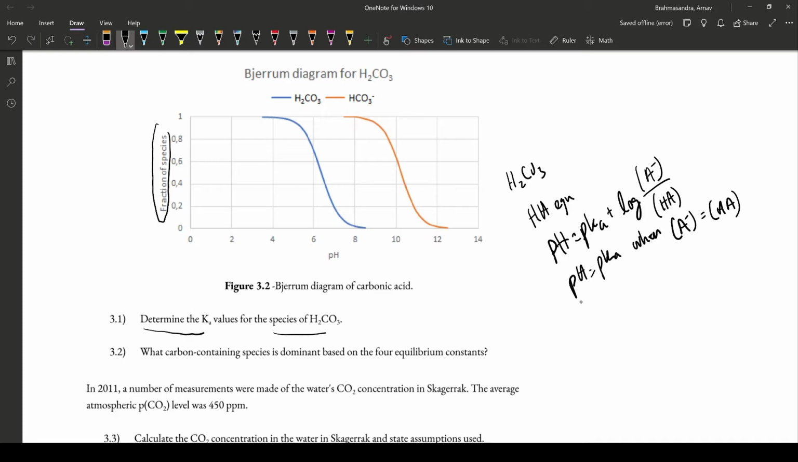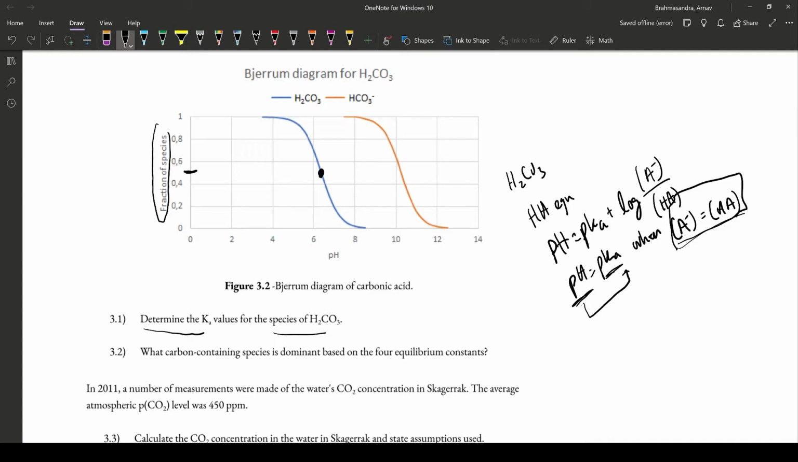So maybe we can find a pH that satisfies this base form equaling the acid form, right? If we can find where the base form equals the acid form, we can take that pH, and we know that that pH is equal to the pKa. So let's use this reasoning to look at this diagram and figure it out. If we have the fraction of species being half, so say we're looking at the fraction of the species of H2CO3 being half, that means the other half is basically only HCO3 minus.